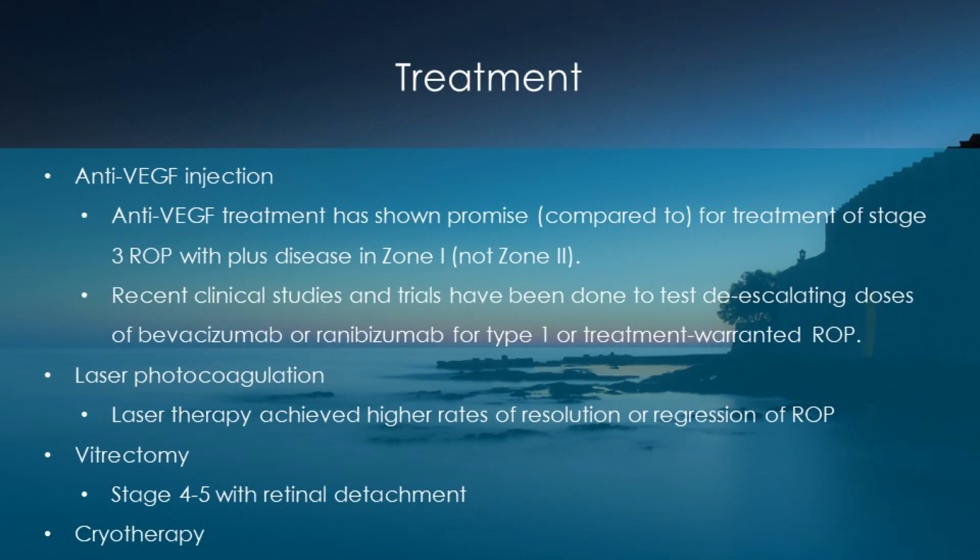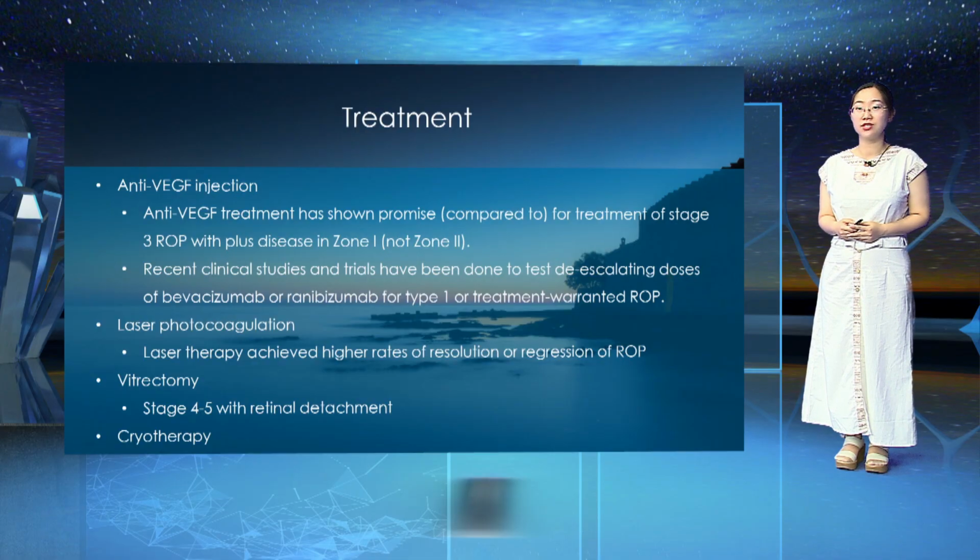Anti-VEGF treatment has shown promise for treatment of stage 3 ROP with plus disease in zone 1. Recent clinical studies and trials have been done to test the decreasing dose of anti-VEGF for type 1 or treatment-warranted ROP. Laser therapy achieved higher rates of resolution or regression of ROP. Vitrectomy can be operated on stage 4 to 5 with retinal detachment. Cryotherapy has seldom been used.